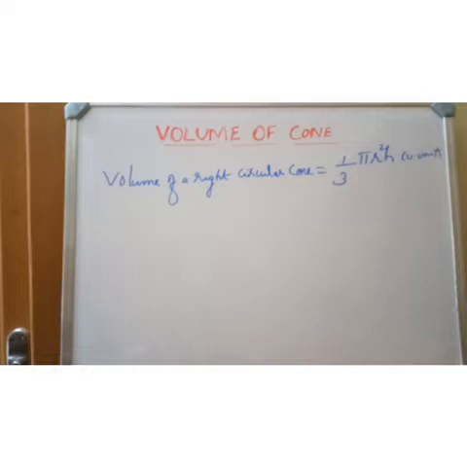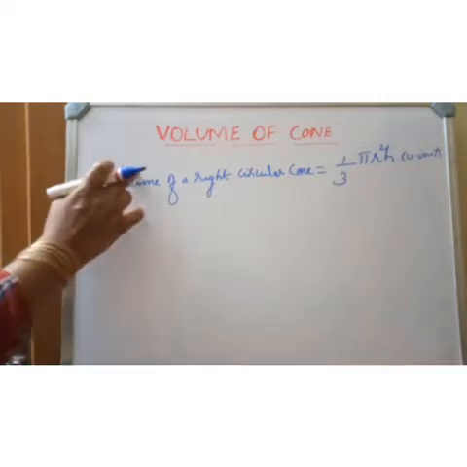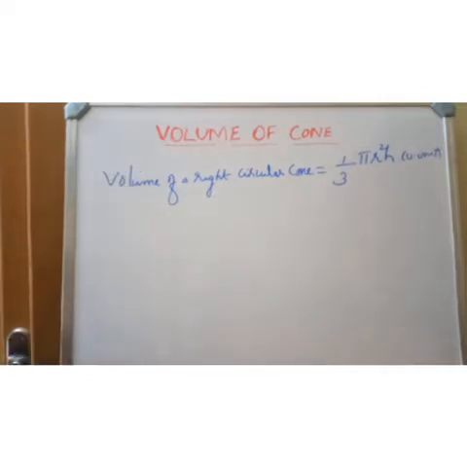So there is a connection between the volume of a cone as well as the volume of a cylinder. So what is the relation? If the radius and height are same for the cylinder as well as the cone, what is the relation connecting these two? The volume of a cylinder is 3 times the volume of a cone.